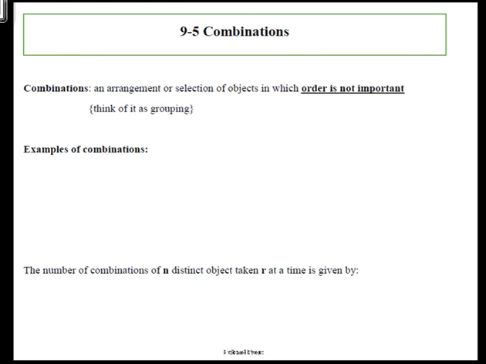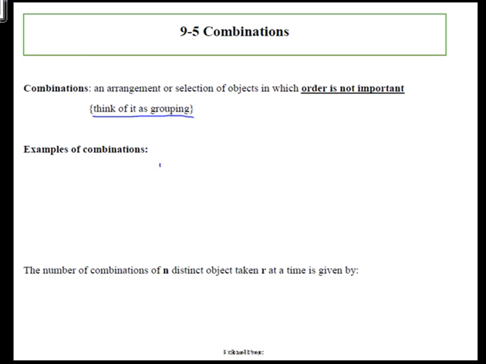All right, today we're looking at combinations. Combinations is an arrangement or selection of objects where order is not important. Okay? So basically, we want to think of things as grouping stuff together. Think of it as grouping. Examples of things that we like to group together.